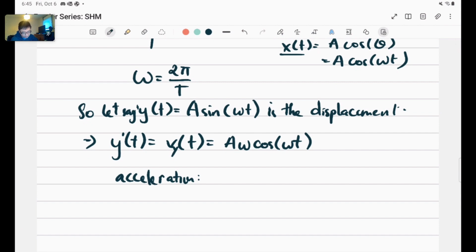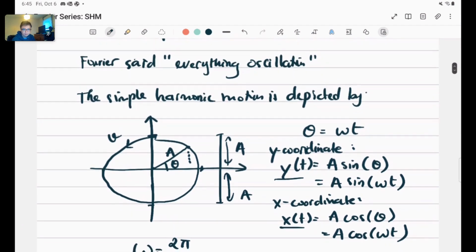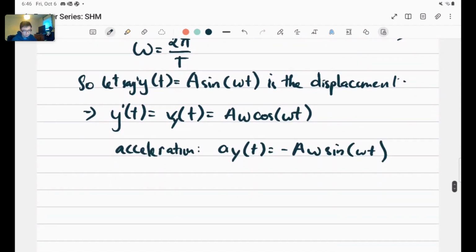But the acceleration here is actually negative. So a_y(t) is negative A times omega times sine of omega t. Okay, so that is the overall picture, in a nutshell, for simple harmonic motion.